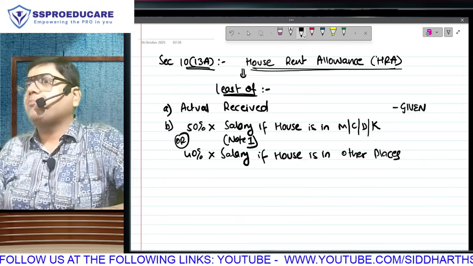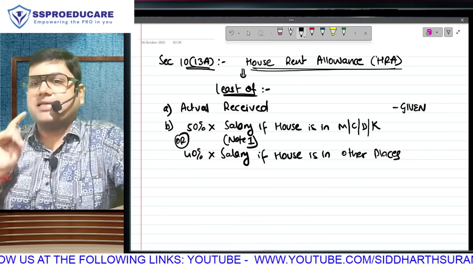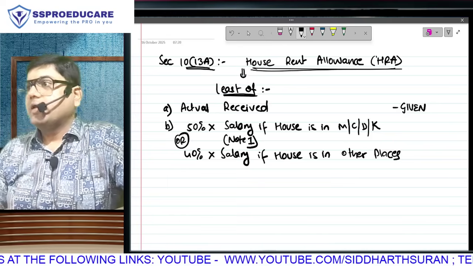And third, and the most important thing that you have to be careful about, because you will be tested on this in your exam. There is a city called Mumbai.